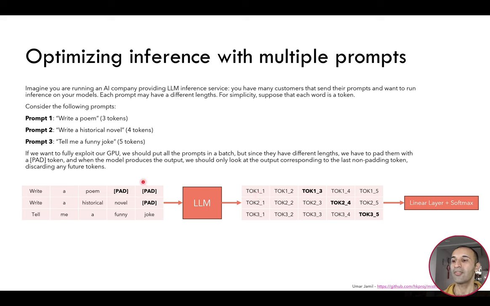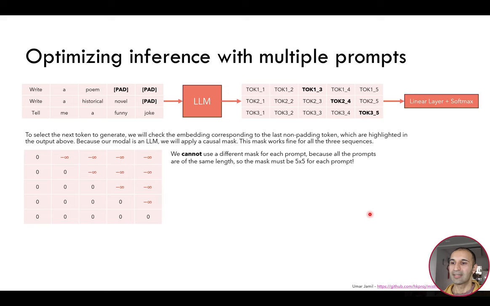But in the first prompt, we have added 2 padding tokens, so we cannot use the embedding corresponding to the last tokens because they correspond to the padding token. What we should do is take the embedding corresponding to the last non-padding token and then send it to the linear layer and then to the softmax to understand what is the next token. And in the case of the second prompt, we should be using the fourth token, not the last one. Only in the last prompt can we use the last token because it's a non-padding token.